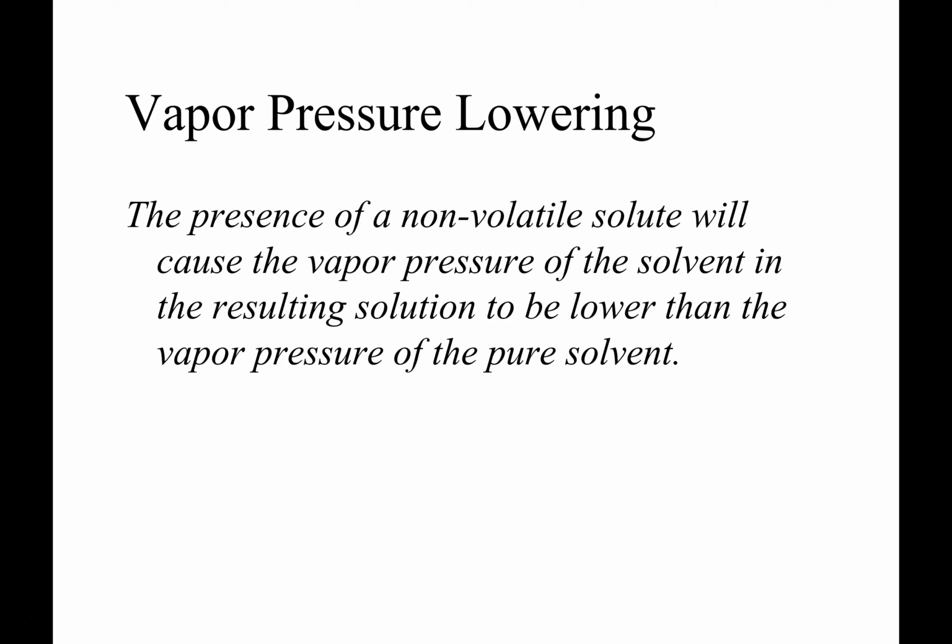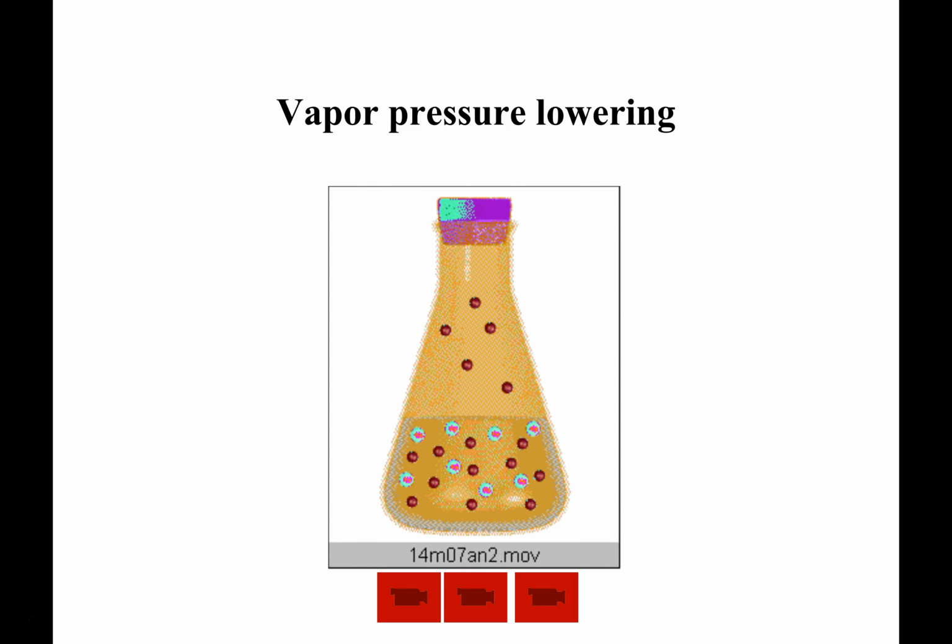This is what this is saying. Notice that the blue are my solute, and these are my solvent. One thing is that the solute should be relatively non-volatile. Volatile means that it's going to evaporate. Non-volatile means that I'm not going to see any blue particles up here in their gaseous state. It's non-volatile, and that's what we're going to focus on.